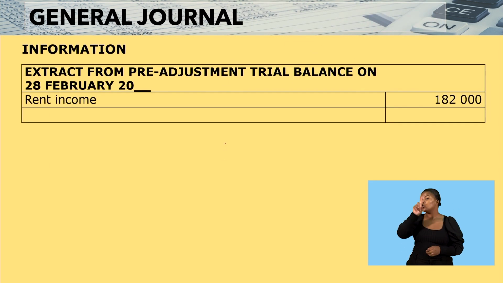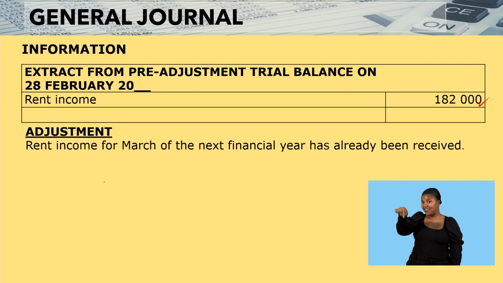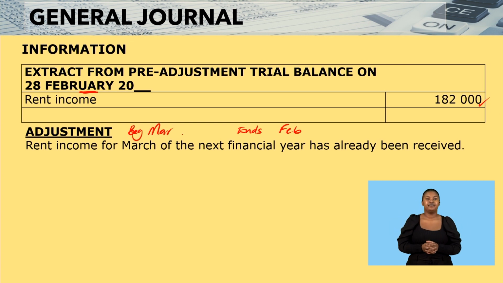Let us look at this question. It says, rent income, 182,000. We have an adjustment, which reads, rent income for March of the next financial year has already been received. Remember, if a financial year is ending in February, it simply means it would have begun in March the previous year. This will give us the 12 months for a financial period.